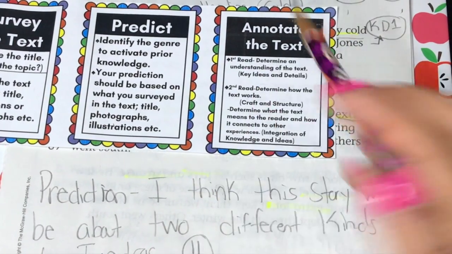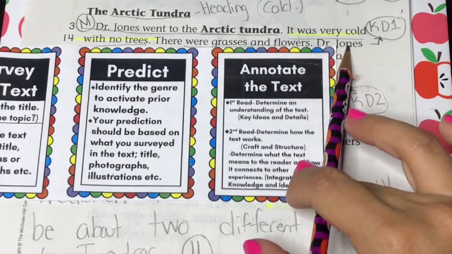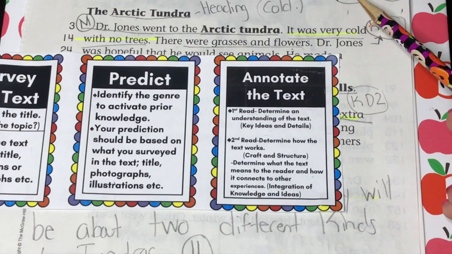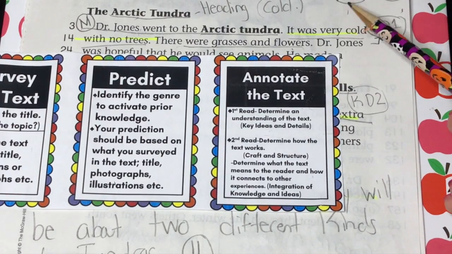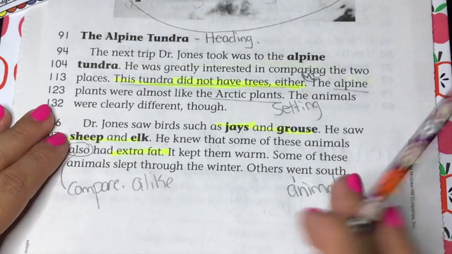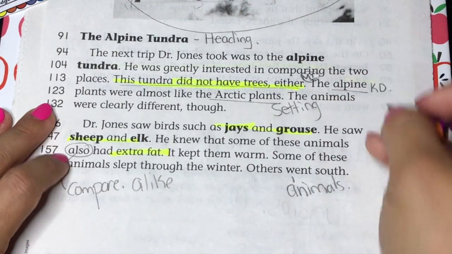When you annotate the text, it is important to keep in mind what type of story you're annotating. In this story, we couldn't annotate for character, setting, problem, or solution because of the genre. In this type of story, we're annotating for key details and main idea. Which reminds me, we didn't write the key details in the back. So these are key details. We underlined them, but we didn't label them.